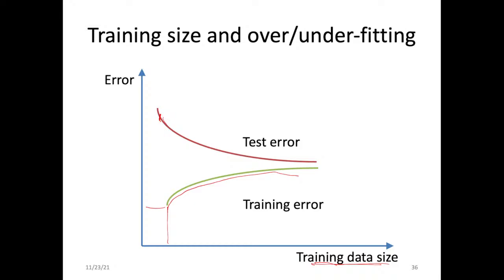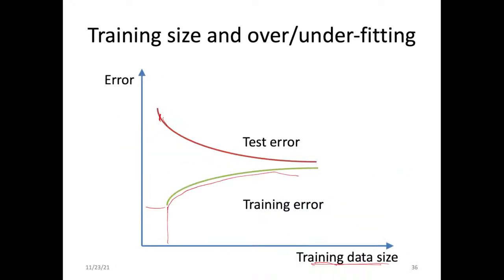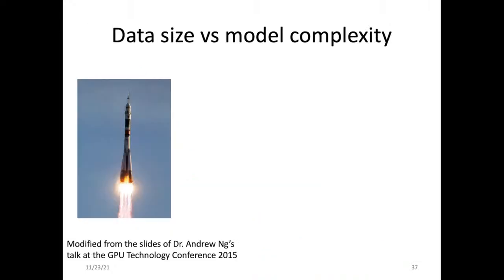So if we consider these two figures together, one is the relationship between model complexity and error, the other is training size and the error, then we will come up with a sort of SOP to decide what's a proper next step if your model is not performing that well on the test data. Okay, so this SOP is from Andrew Ng's talk in 2015.